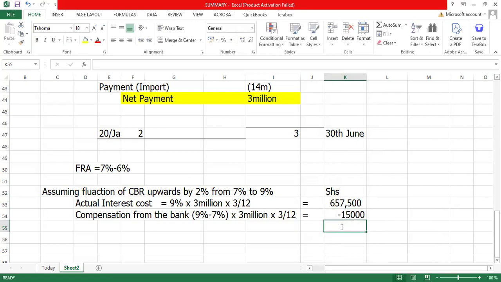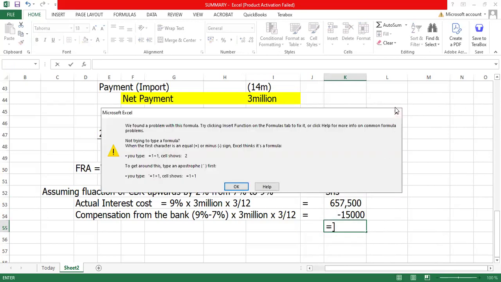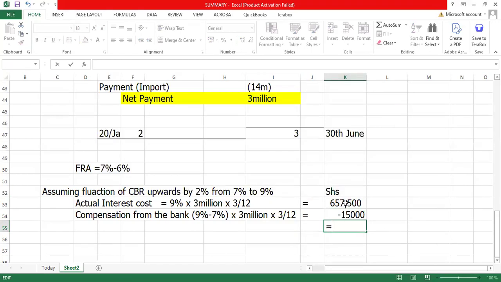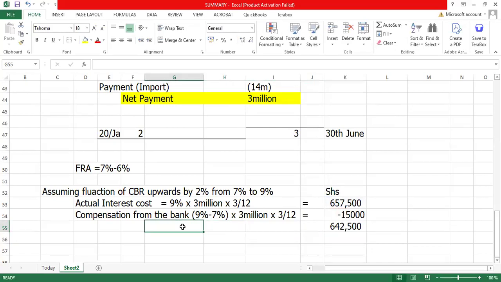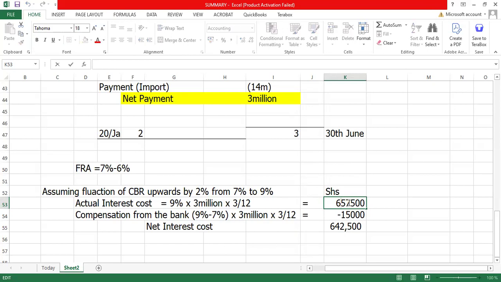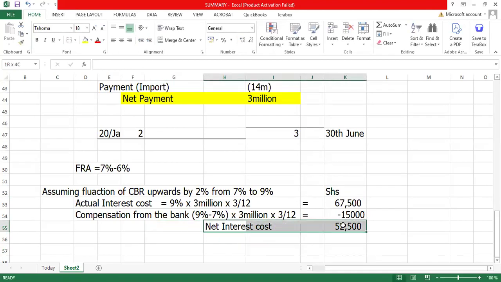Okay. So finally, what will be the answer? 52,500. This plus this. The actual interest is wrong. You've written it wrongly. Net interest cost. What is the correct figure? 67,500. Okay. All right. So that is our net interest cost.